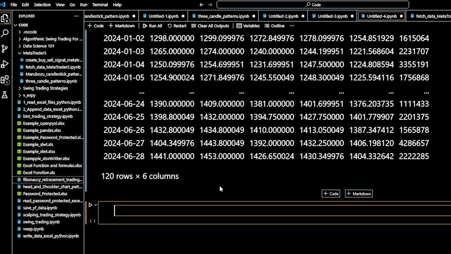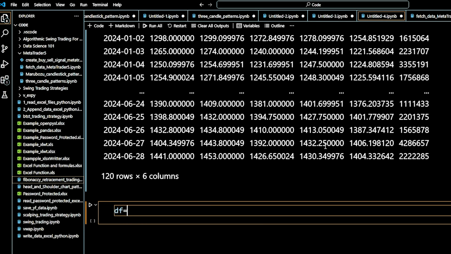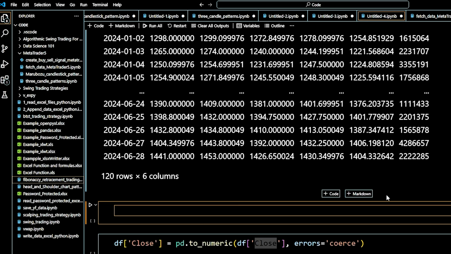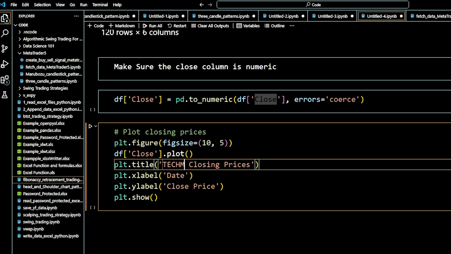Now just to make sure that our close column is numeric, what we will do is df['Close'] is equal to pd.to_numeric of the close column that we have. Even though it will already be a numeric column, I'll write it to make sure the close column is numeric. And then let's plot this data.